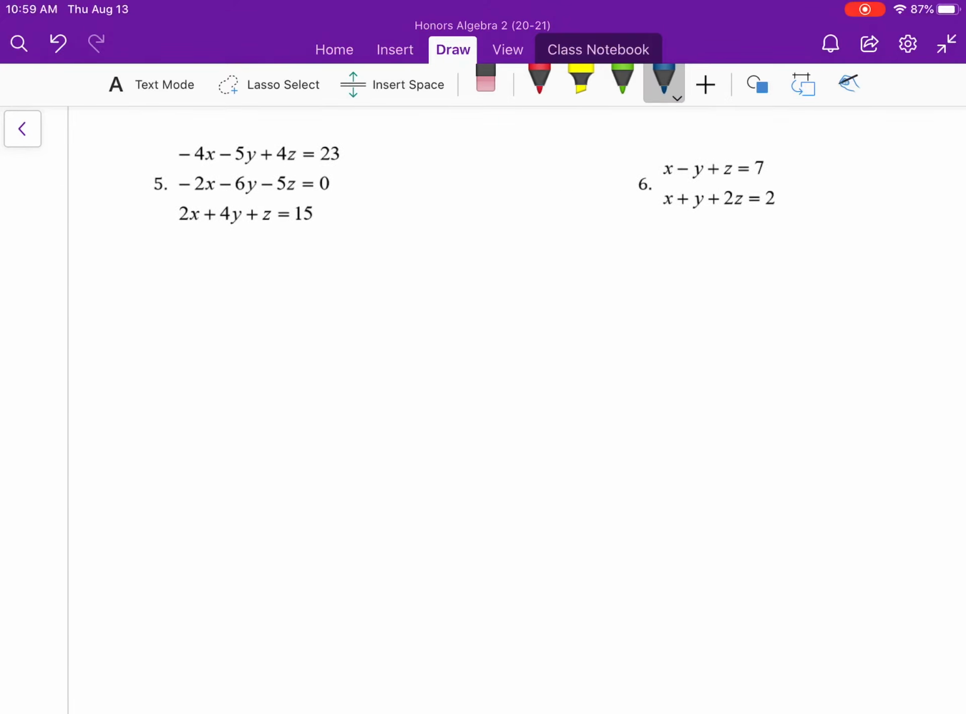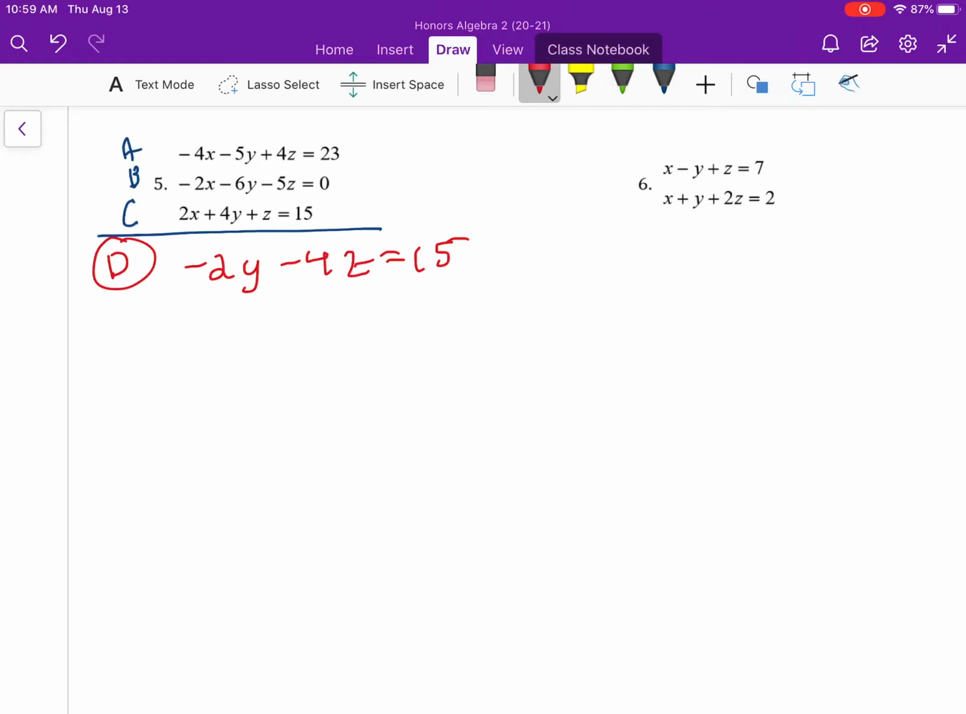I'm telling you what's happening before it's going to happen. Let's see, this is A, this is B, and this is C. Let's eliminate x. I'm going to add B and C together first because I can just do it right here. I probably shouldn't erase, or just cross those out. So I end up with negative 2y minus 4z equals 15. So we'll call that D.